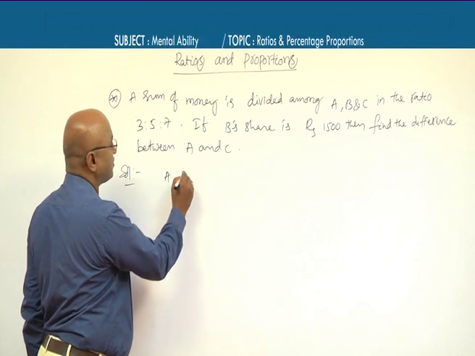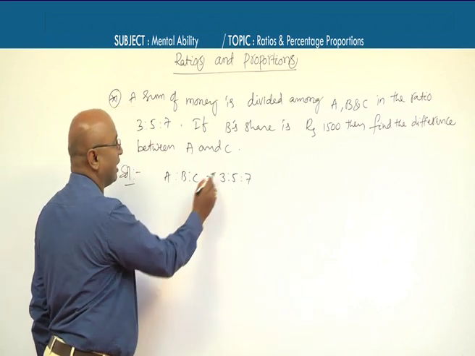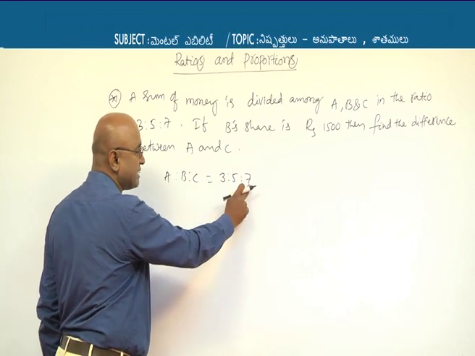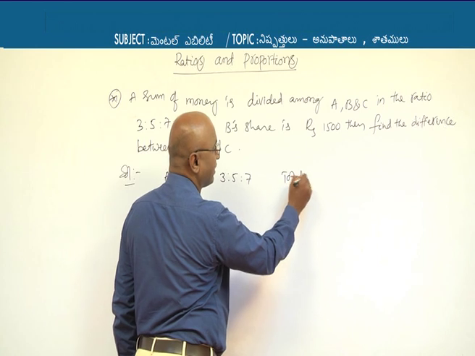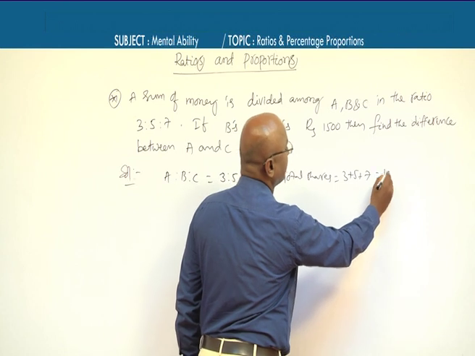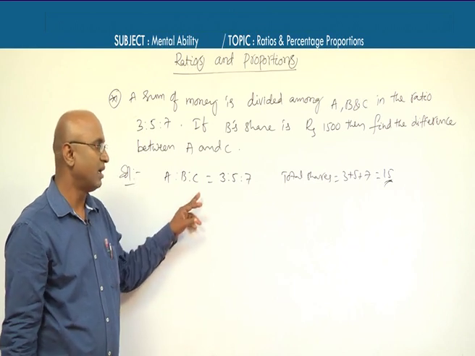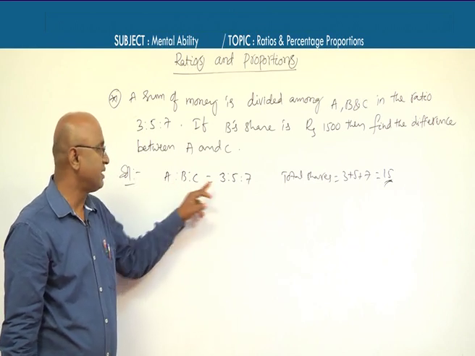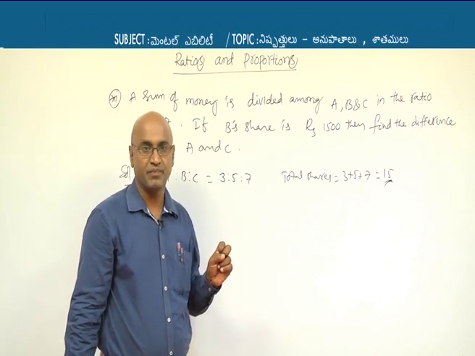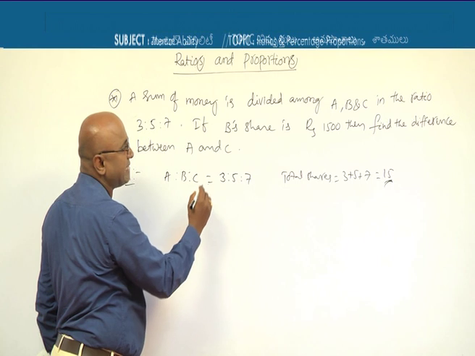See, the ratio of A:B:C is equal to 3:5:7, and A's share is 3 parts, B's share is 5 parts and C's share is 7 parts. Total shares is equal to 3 plus 5 plus 7, that is equal to 15 parts. The amount is divided into 15 parts. Out of 15 parts, A's share is 3 parts, B's share is 5 parts and C's share is 7 parts. Now, what the data given is, B's share is rupees 1500.